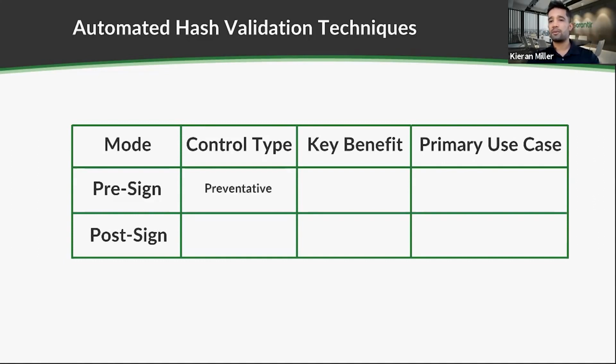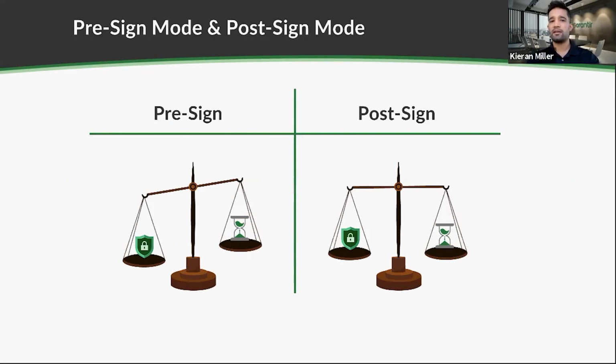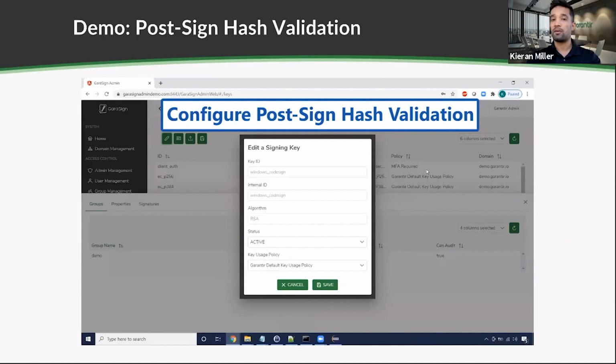And so pre-sign is a preventative control that has a lot of security. And so it's great for production releases, things that you do less frequently. Whereas post-sign is a detective control and it has high performance and it's really good for higher use cases like in your CI environment. So pre-sign is effectively more focused on security, whereas post-sign allows you to balance security and performance pretty well. And so let's take a look at what post-sign validation looks like.